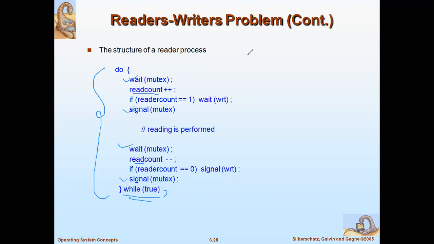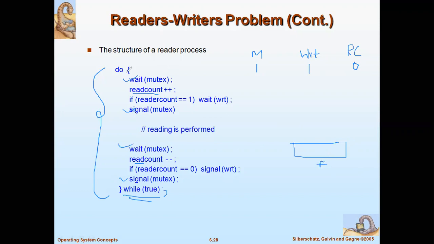Let me write some values here: mutex, WRT, and read count. Initially, you know that the value of mutex is 1, WRT is 1, and the read count is initialized to 0. Now this is a file.